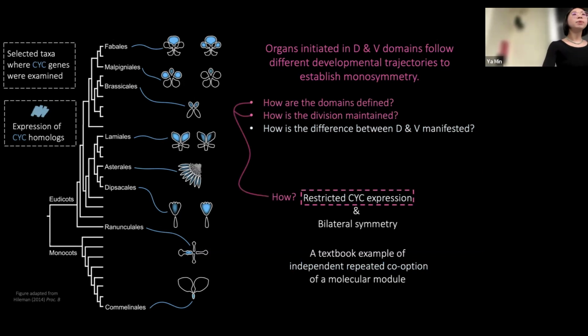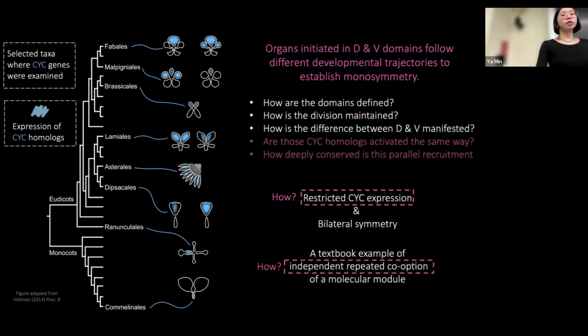Similarly, although the independent repeated co-option is really cool, are the cycloidea genes activated in the same way? Or how deep is this parallel recruitment conservation? We have no idea. It's not because people are not interested. People are super interested, but mostly it's because of technical limitations.